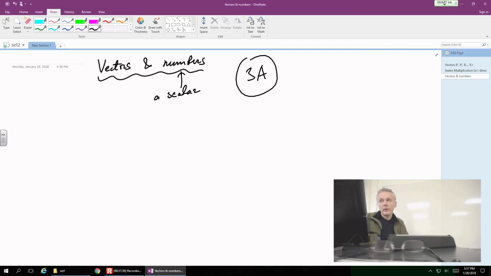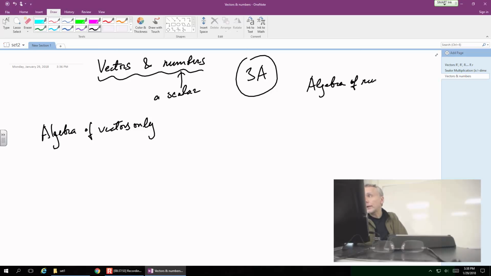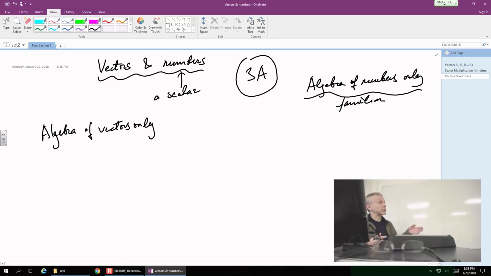Well, let's start with a purely vector algebra. So pure algebra of vectors only, and what is that? It's just addition. By the way, there is an algebra of numbers only. That is the algebra that you know. So this is familiar. And now what new things we're going to be considering is algebra of vectors only, as well as algebra of vectors and numbers. Okay, so this is all okay. We know how to do this, and we'll be invoking some ideas from there. And let's just look at vectors only.